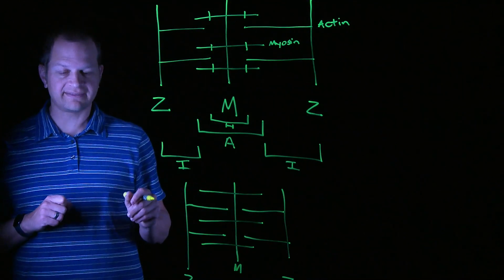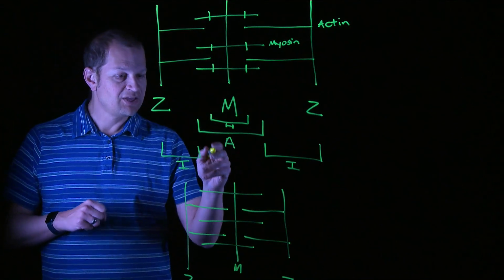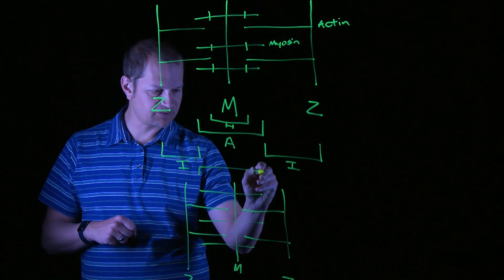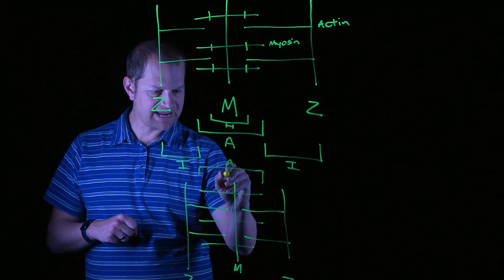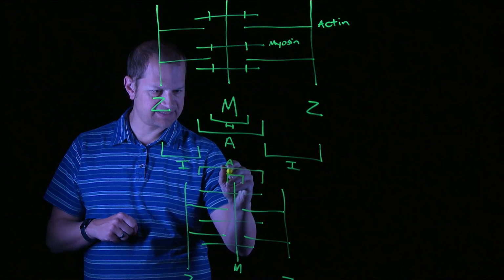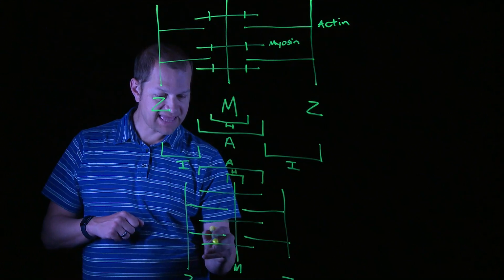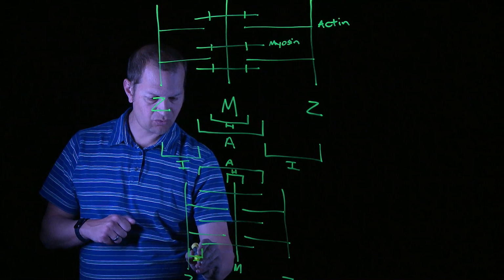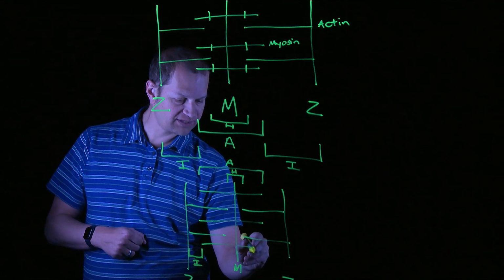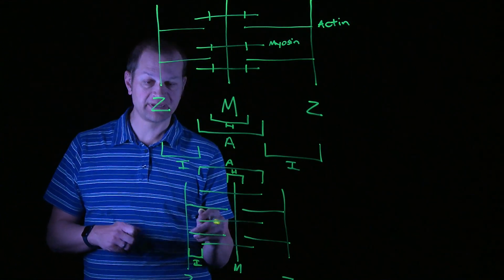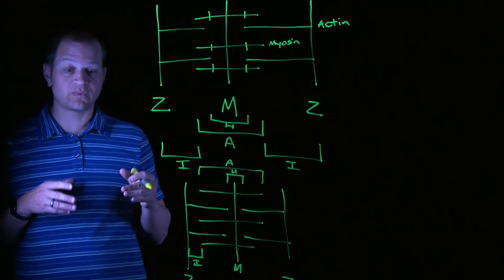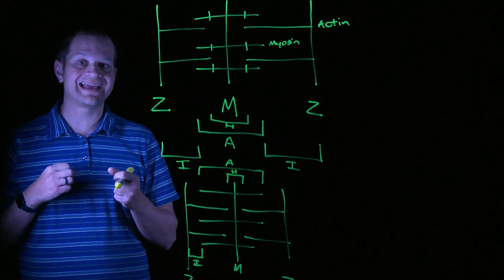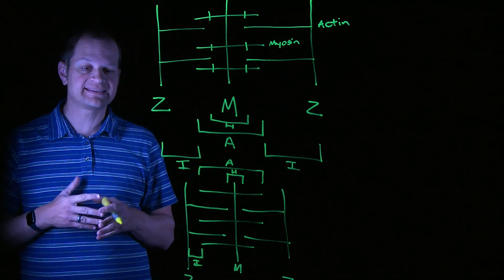If you look at this, what's happened is our A band stays the same length. So here's the A, but our H zone has gotten much smaller. So this is H right here. And then down here, this is my I band right here, because we have so little overlap. And so as a result, when we have a muscle contraction, the H zone and the I band get shorter, but the A band stays the same length.